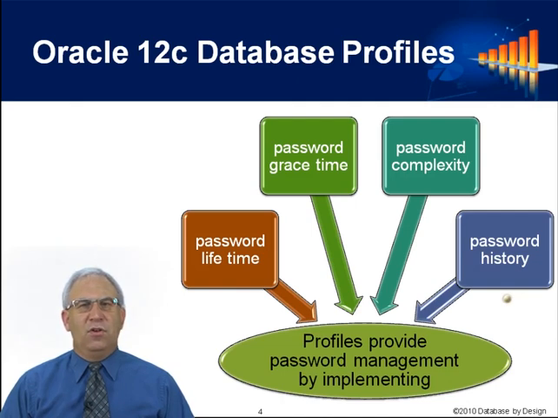Password complexity. We can assign a series of rules or a database function that enforces password complexity. For example, the password must be a minimum of 8 characters, must start with a character, must have an uppercase, must have a lowercase, cannot be the same as the username, cannot be the same as the username spelled backwards, cannot be the same as the server name. So we can create a series of rules for all passwords that those passwords have to meet.